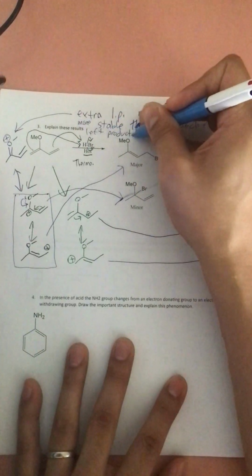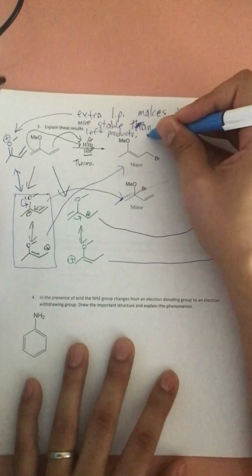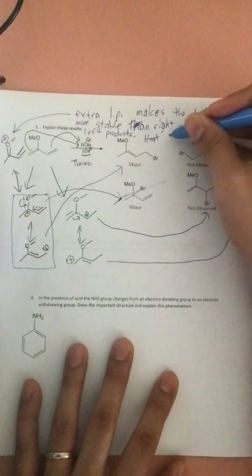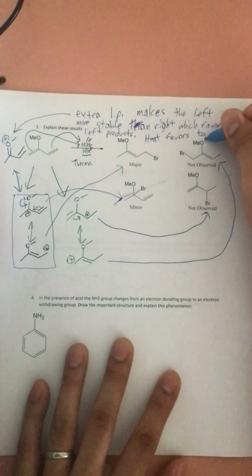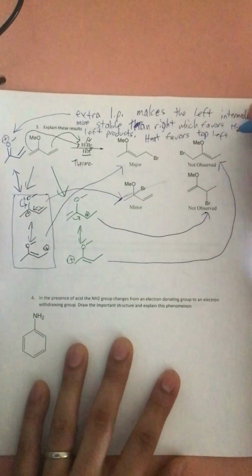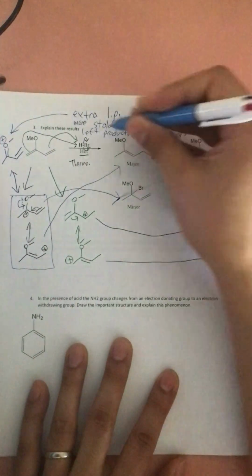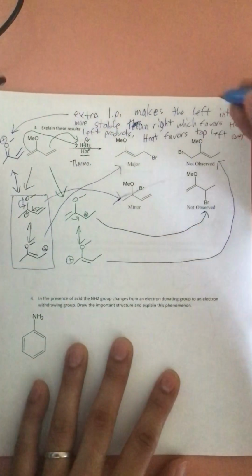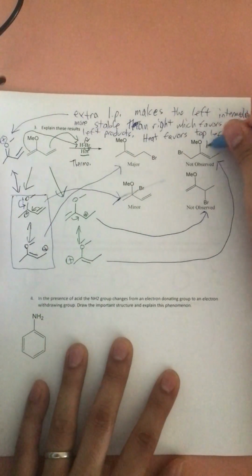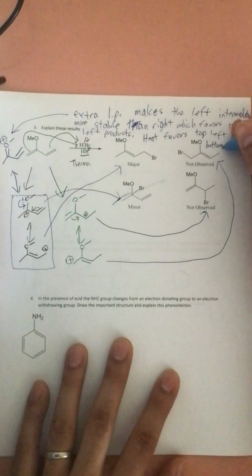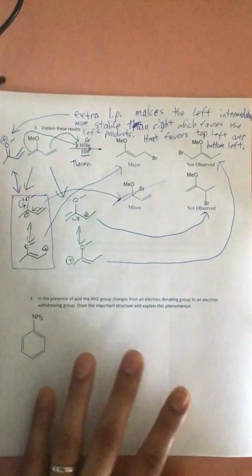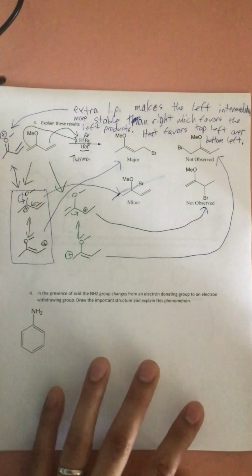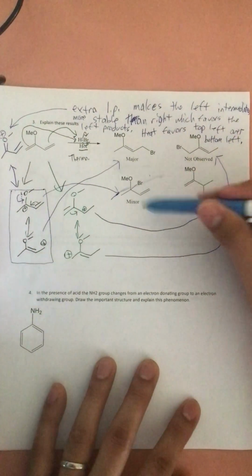You might think you're done, but you also have to say heat favors top left over, I guess, bottom left, right? Because it's the thermodynamic product. So you also have to say why this one's major and that one's minor.